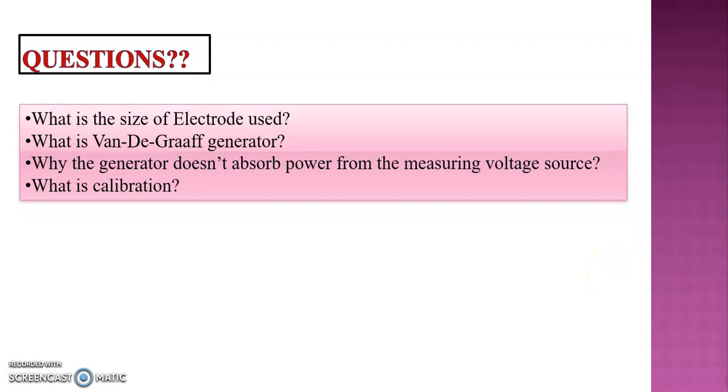These are some questions that can be asked on this PPT. What is the size of electrode that can be used? What is Van de Graaff generator? Why the generator doesn't absorb power from the measuring voltage source? And what is calibration?